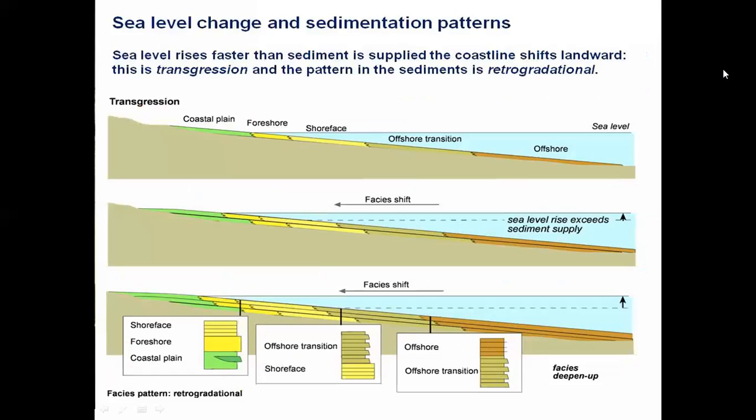And here you can see the pattern of sedimentation in different stages. Transgression, when the sea is moving towards land. And here you can see the vertical column of sediments. This is the figure showing the initial stage, and then you can see the sea is moving up towards land, and the pattern of sediments changes with shift of shoreline.